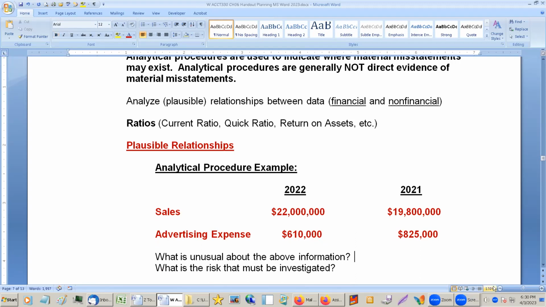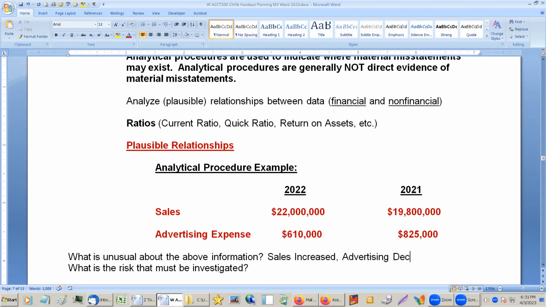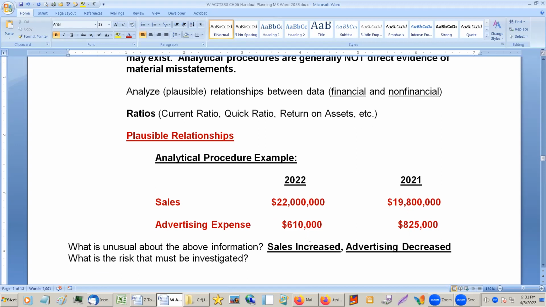So what's unusual? That sales increased, and advertising decreased. Now, this is not evidence that there's been anything wrong going on. It does not mean that there is, but it does mean, okay, this is unusual. This is not what we expected. A plausible relationship would be that the sales go up, advertising goes up. You look at companies that have big sales, they have big advertising. Those with small sales have smaller advertising. There's some kind of relationship between sales and advertising.